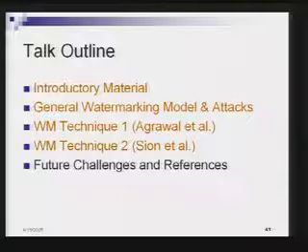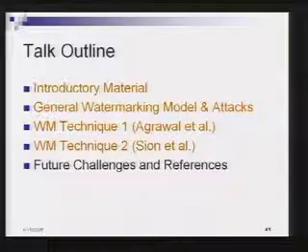Now, we have talked about the introductory material, then we discussed the watermarking general model, and then we discussed 2 techniques, one based on the least significant bit embedding, and the second one based on embedding the watermark in the statistics of the data. Now we will conclude by talking about our future challenges and the references.